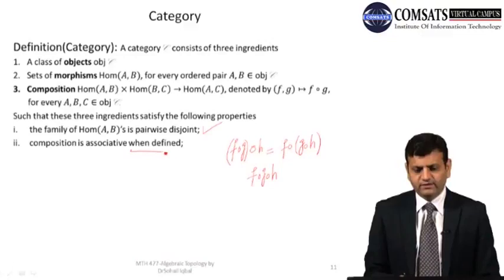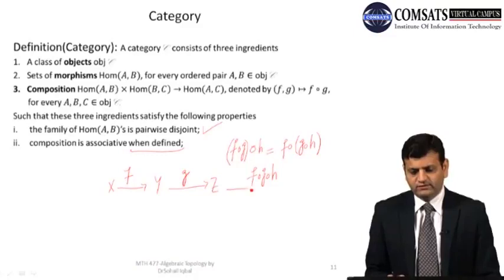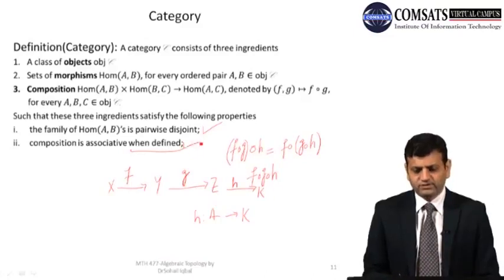This holds when the composition is defined. For example, if f is a function from X to Y, g is a function from Y to Z, and h is a function from Z to, let's say, K, then this composition is defined. If h is a function from some other set A to K, then the composition is not defined unless there is a relationship between A and Z. So whenever this composition is defined, it is associative.